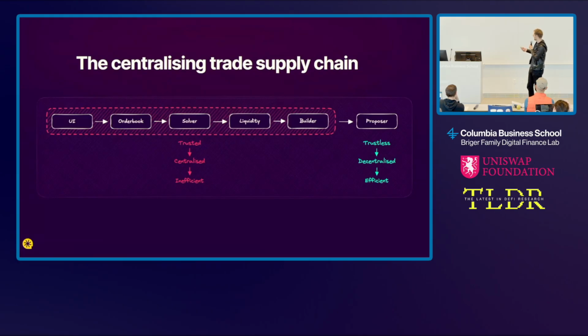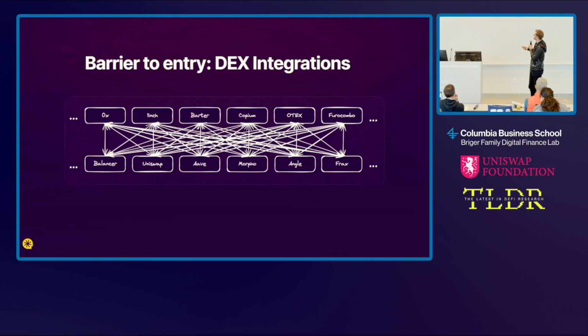We've spent much of our time, as a solver, looking into the causes of centralization. As in most centralization, the causes are some sort of barrier to entry. There are many types of barriers to entry, mainly trust, brand, network effects, and engineering resources. And it turns out that in solving, the largest barrier to entry is actually interfacing with the DEXs.